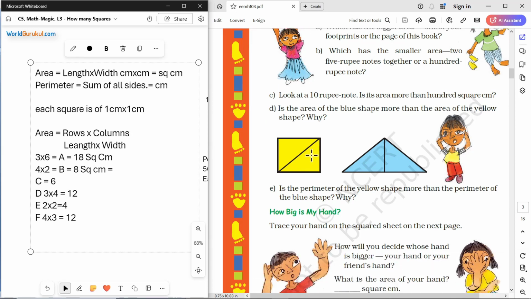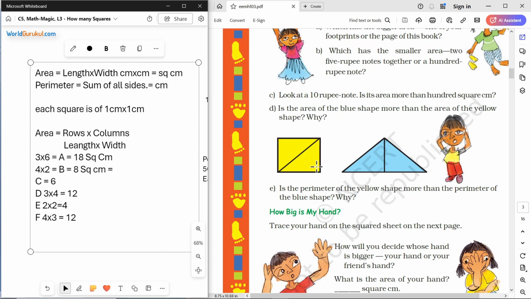Next question. Look at a 10 rupee note. Is its area more than 100 square centimeter? 100 square centimeter means it's 10 centimeter in length and 10 centimeter in breadth, and definitely it's not going to be more than 100 square centimeter. Use a scale to measure the length and breadth of the 10 rupee note and find out what its area is.